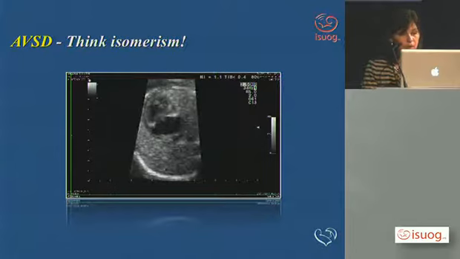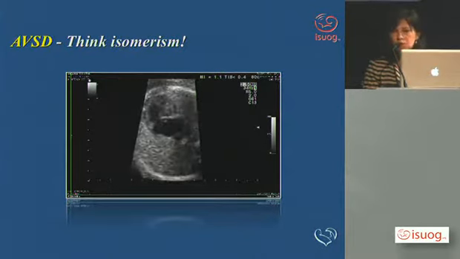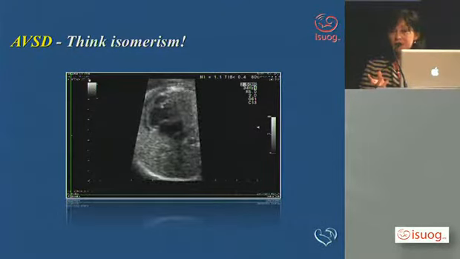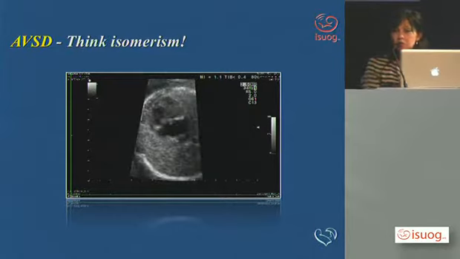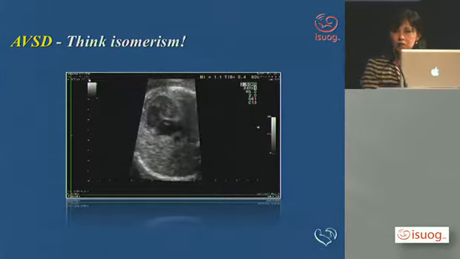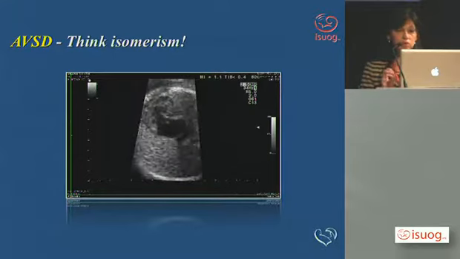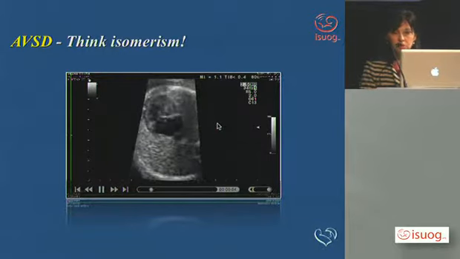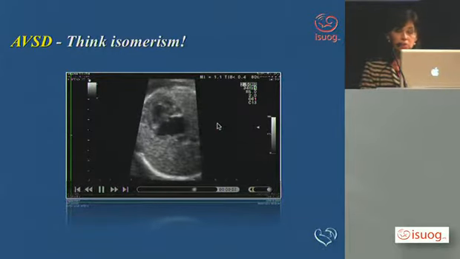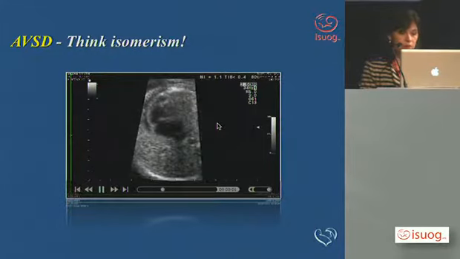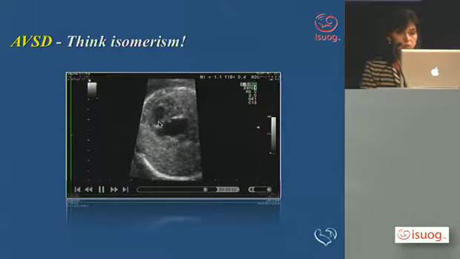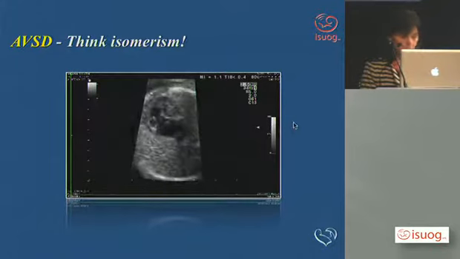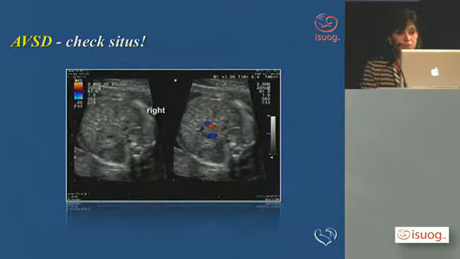So again, we mentioned already earlier today, atrioventricular septal defect. You saw how common that is. So think isomerism. Don't assume AVSD is Down's. If the situs is normal and you have an atrioventricular septal defect, then yes, the possibility of trisomy 21 is very high. But if your atrioventricular septal defect is not with a normal situs, the babies usually don't have Down syndrome or chromosomal abnormality, as Dario pointed out. So you put up a four-chamber view, atrioventricular septal defect, go back and check your situs. It should have been done in the first place, but if you forgot.